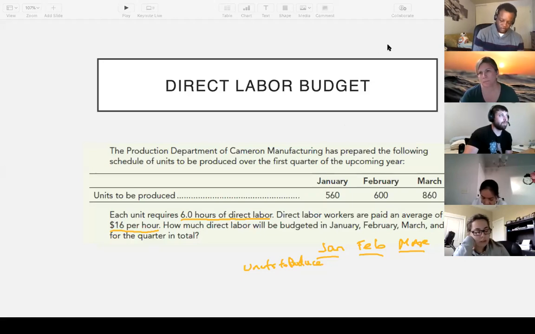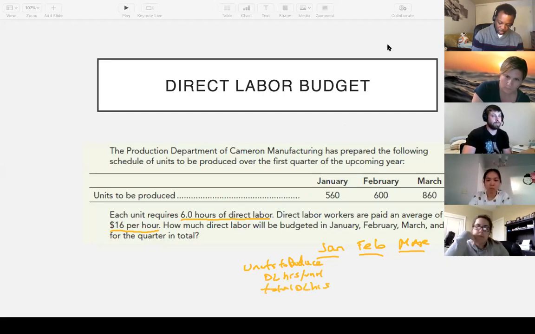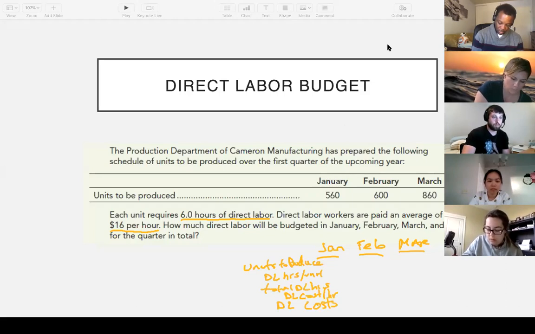All right, we are recording. We need to know how many units to produce. We need to know our direct labor hours per unit. That's going to give us our total direct labor hours. We know our direct labor cost per hour, and that's going to give us our direct labor costs.